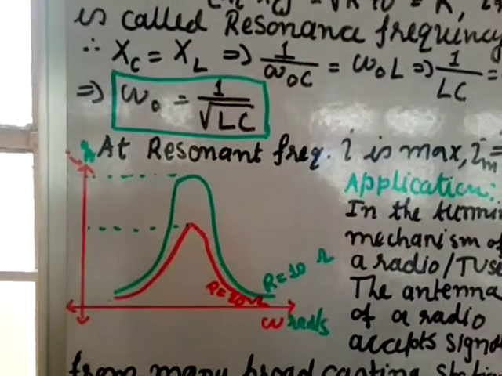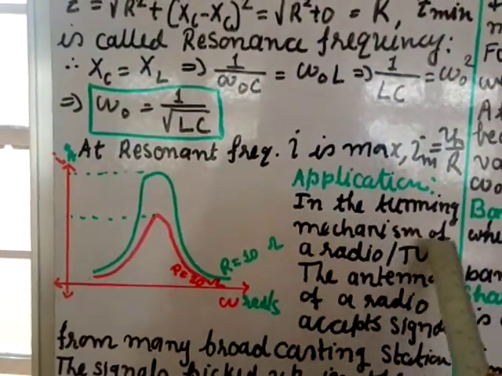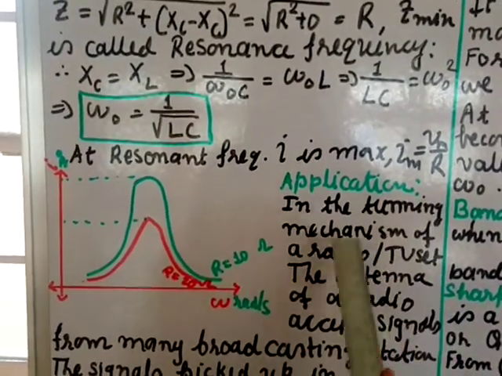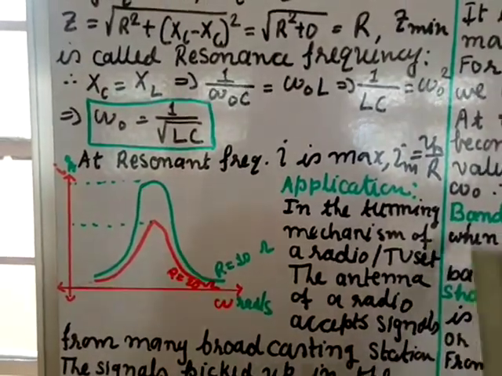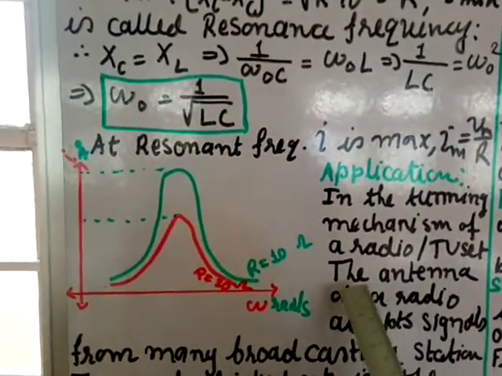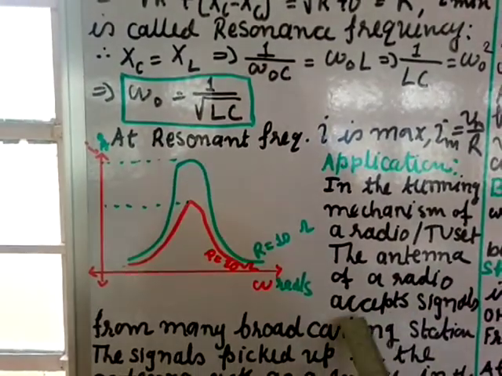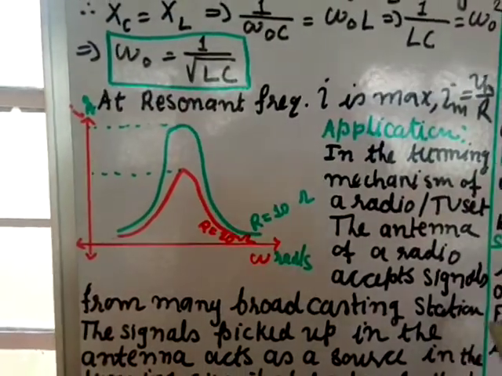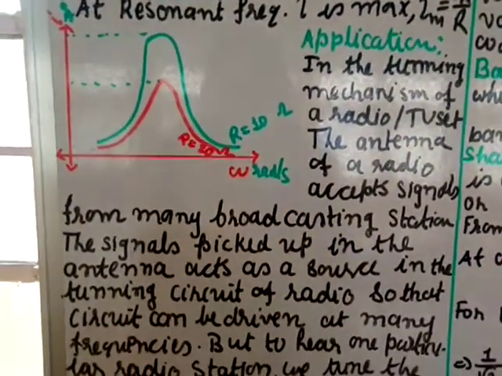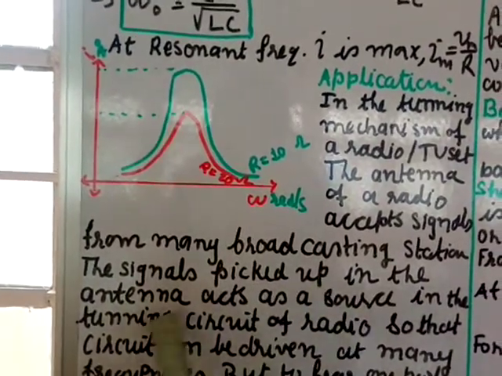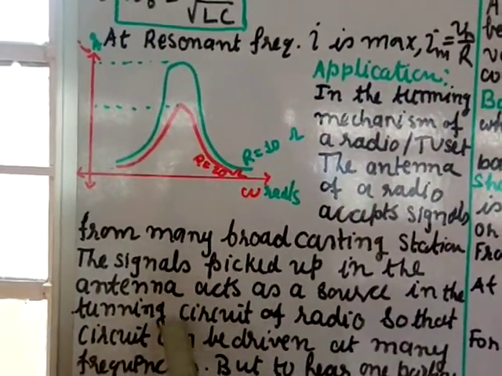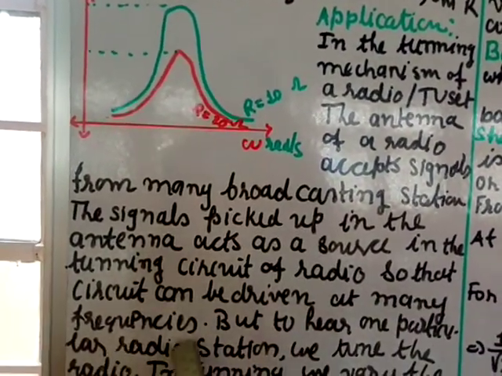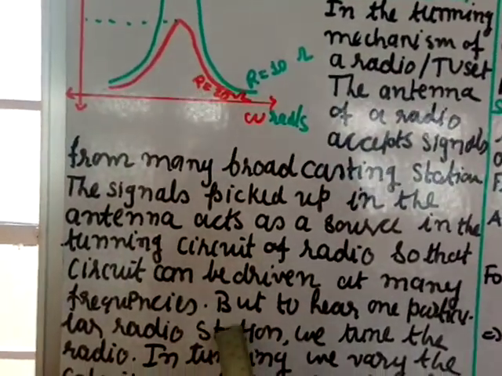What is the application of this? It is used in the tuning mechanism of a radio or a TV set, only for tuning. The antenna of a radio accepts signals from many broadcasting stations, so it accepts signals from the environment. The signals picked up in the antenna act as a source in the tuning circuit of the radio, so that circuit can be driven at many frequencies.